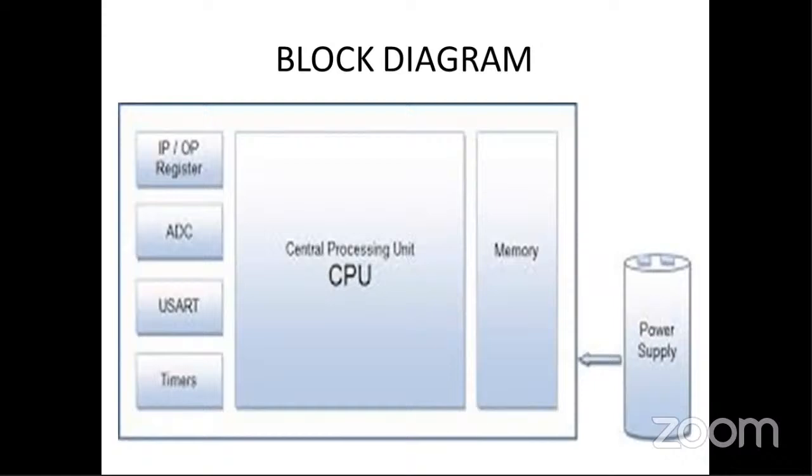A generalized block diagram of any microcontroller will always have a CPU unit. Then it will have inbuilt memory, input output devices, along with an analog to digital converter. You will also have a universal synchronous asynchronous receiver transmitter block, and timers. This is a generalized block diagram of any microcontroller. These components will be present in any microcontroller. Now, this microcontroller requires a supply. Since it is an integrated chip, it works on a 5-volt supply.